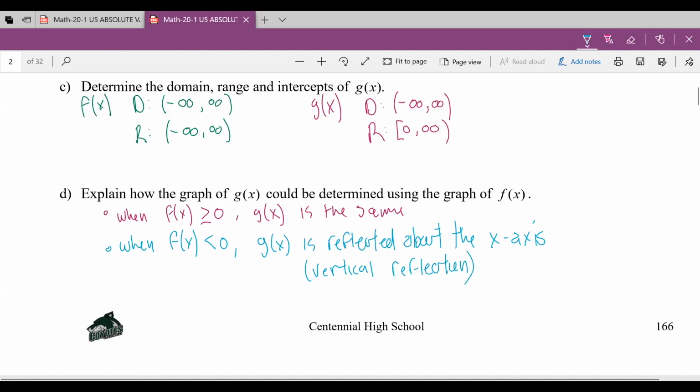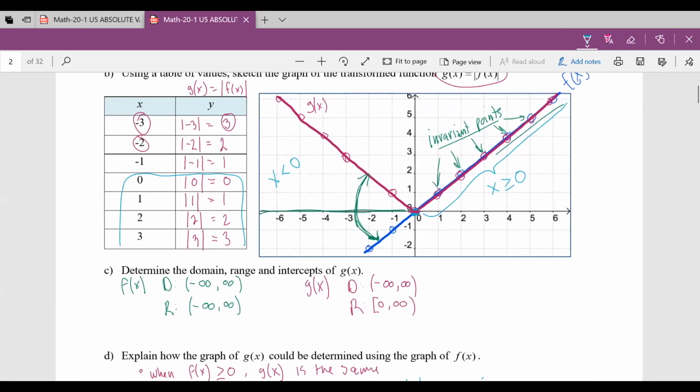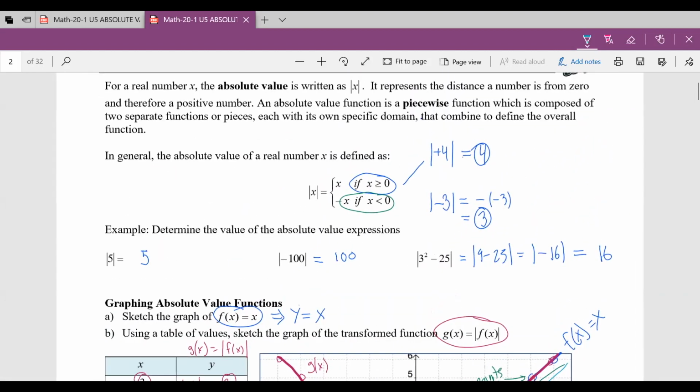The reflection is up and down, so in the up and down orientation is vertical. That kind of summarizes what all these look like. The important thing to know is that when you take the absolute value of a function, you're going to end up with two parts.